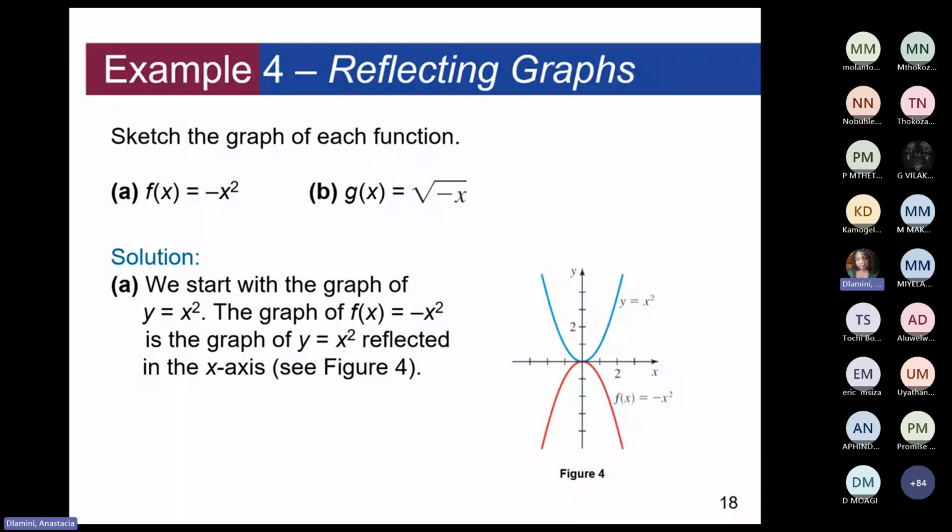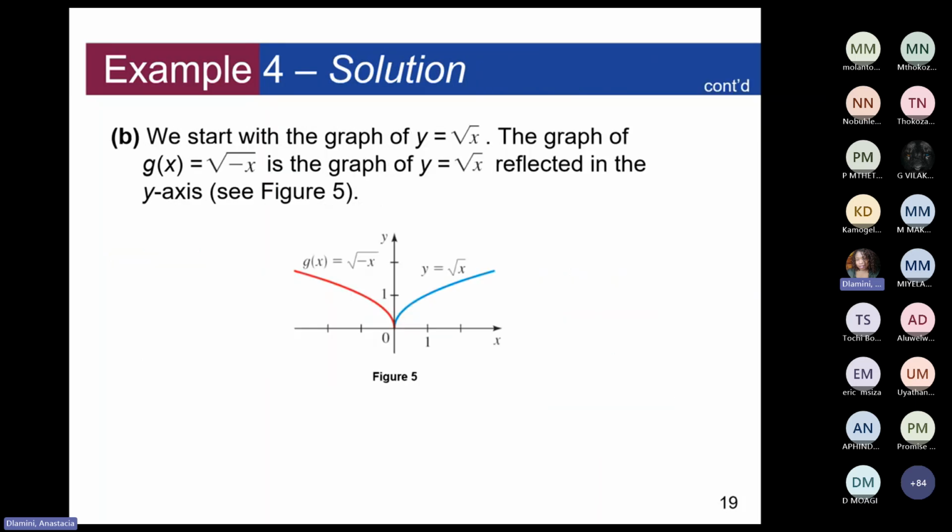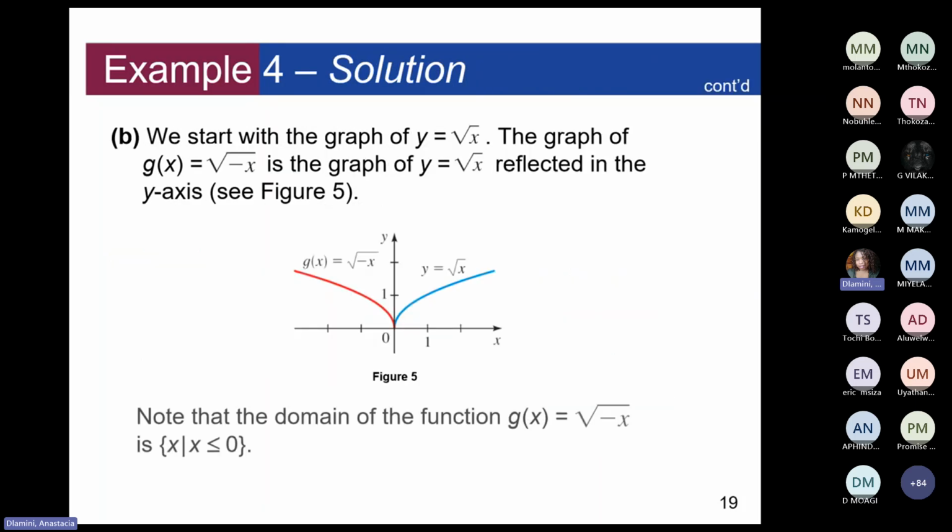We start with the parent function, or the mother function, which is y equals x squared. The graph of f of x equals negative x squared is the graph of y equals x squared reflecting about the x-axis. We are right, and this one we were right as well, reflecting about the y-axis.